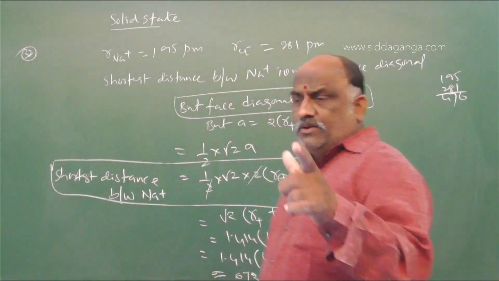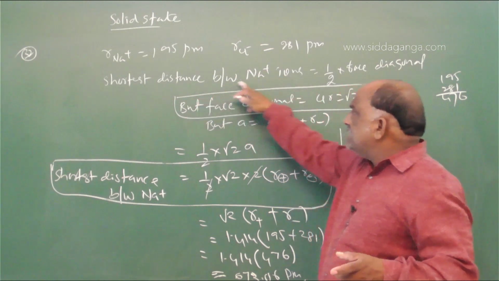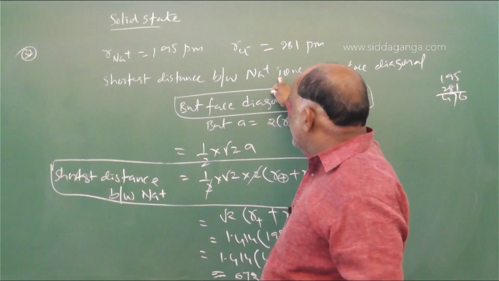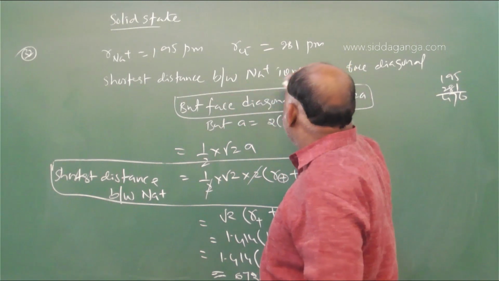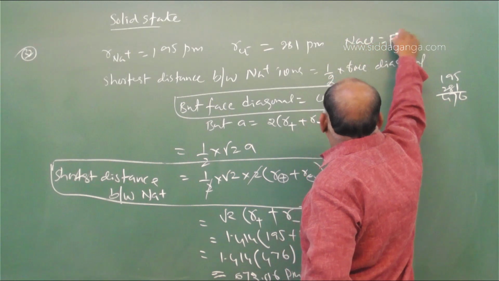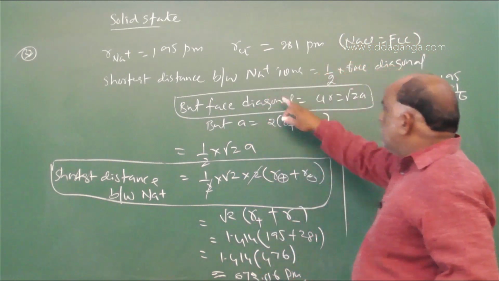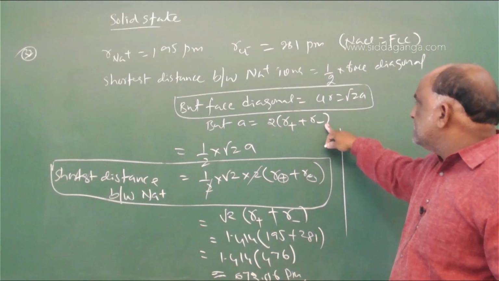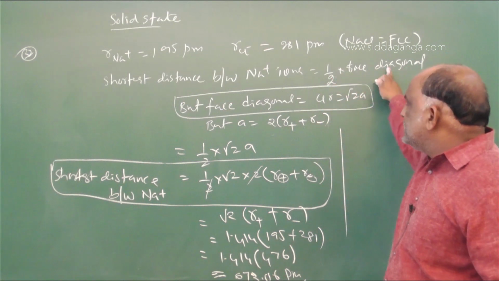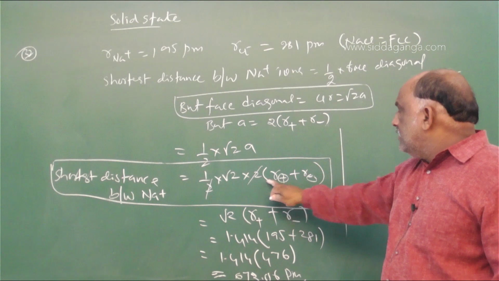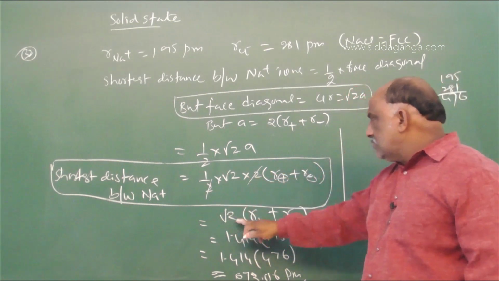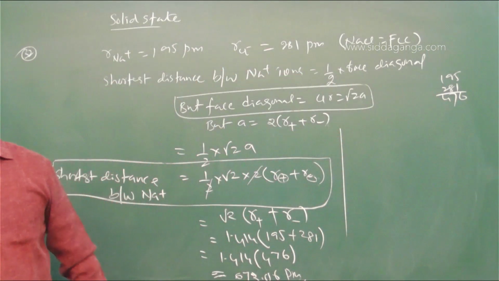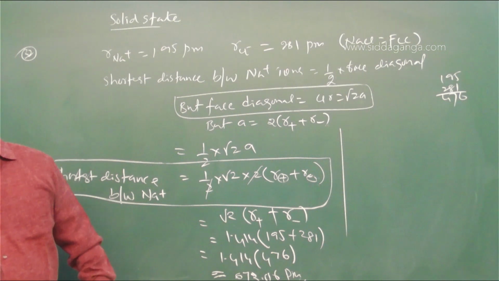Make a note regarding this shortest distance between Na+ ions, because NaCl is an example of a face centered cube unit cell. So in face centered, face diagonal formula is root 2a, but a is equal to 2 into (r plus plus r minus). So half into face diagonal means half into root 2 into 2 into (r plus plus r minus). 2 gets cancelled, so root 2 into (r plus plus r minus) gives the answer 673.06. This will be the right answer for question 32. And next we should go with 33.